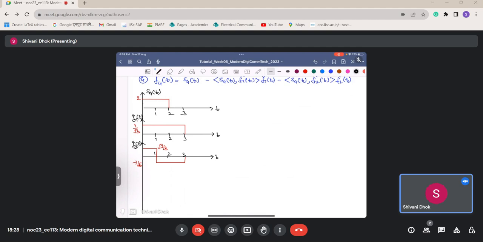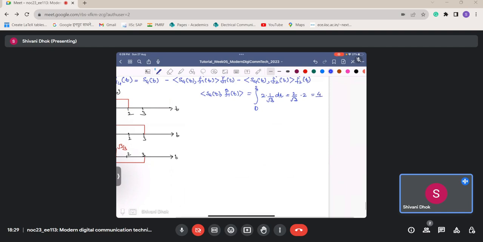Okay, so now let us find the inner product of s4 of t with f1 hat of t, and this comes out to be an integral. Now again, this s4 of t is just non-zero in this range, so this integral will be from 0 to 2 of 2 into 1 by root 3 dt, which is equal to 2 by root 3 into 2, which comes out to be 4 by root 3.